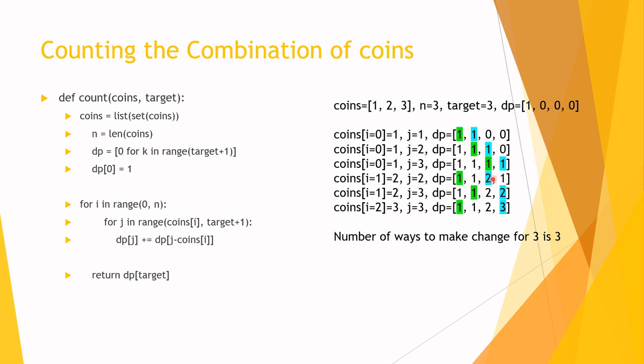We have 2, and for j equals 3 we have 1 plus 1 is 2, and for i equals 2 we have 2 plus 1 is 3. So that is the number of ways to make the change 3. The target is 3, and coins given are 1, 2 and 3. Obviously we can make 3 with 3 combinations: all ones, 2 plus 1, that is one coin of 2 and one coin of 1, or one coin of 3. And that's what we have, 3 ways.